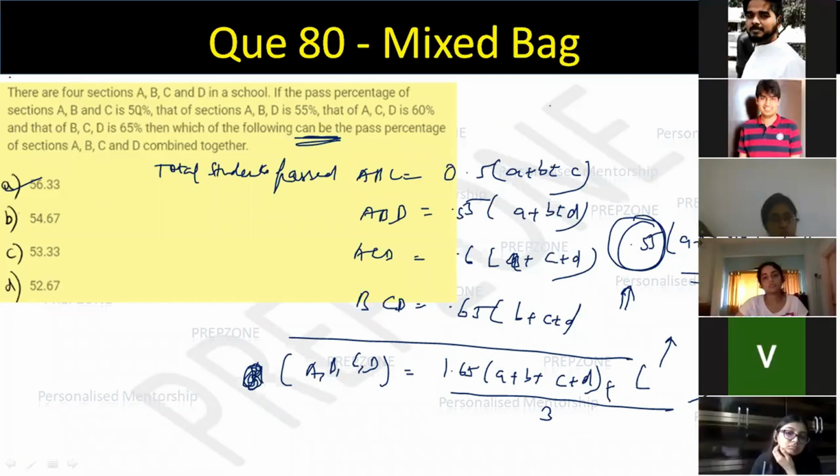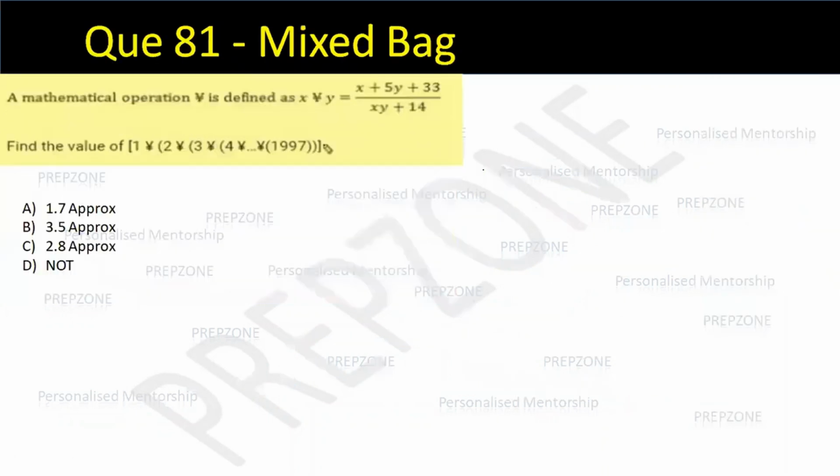So now, we have read everything, but these are mixed questions where you have to think on your feet about how to simplify the calculation. Okay, let's do the next question.